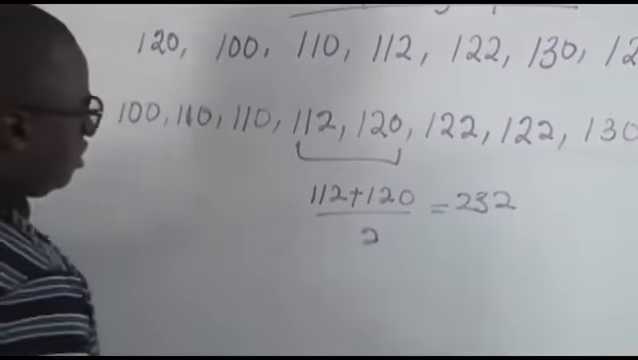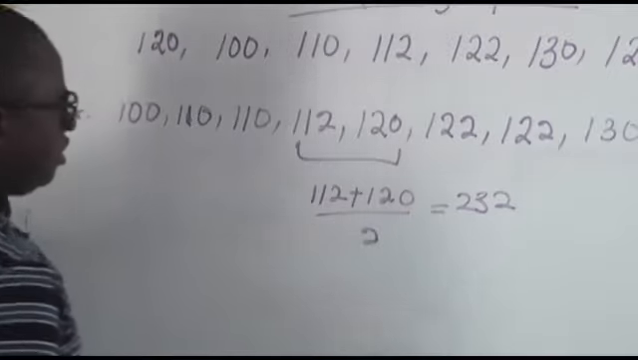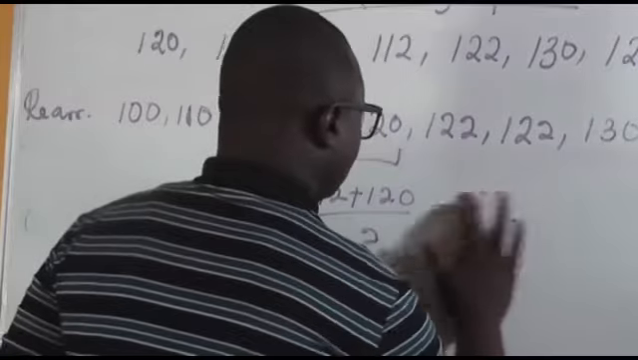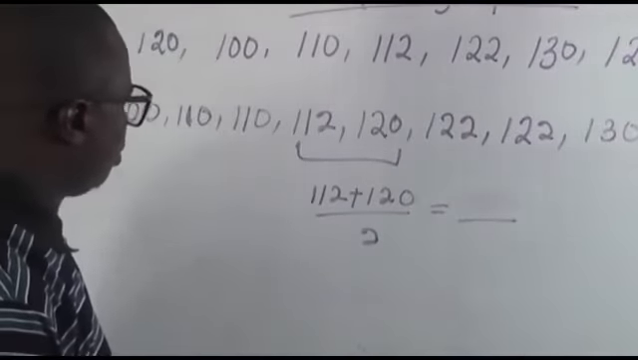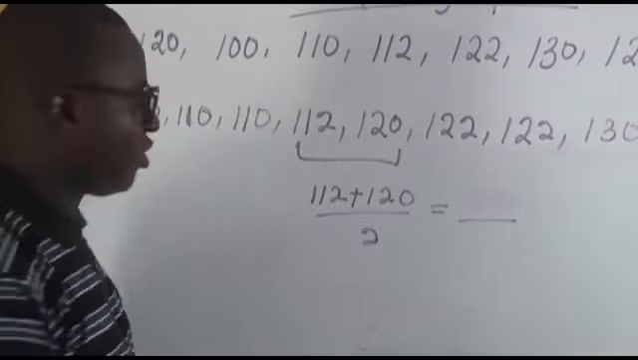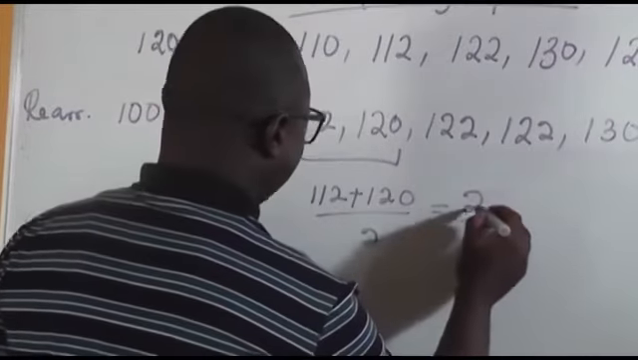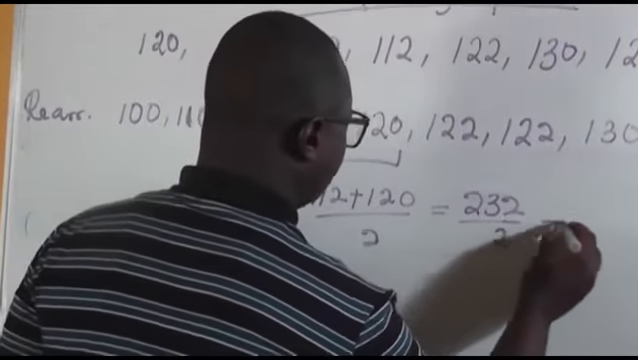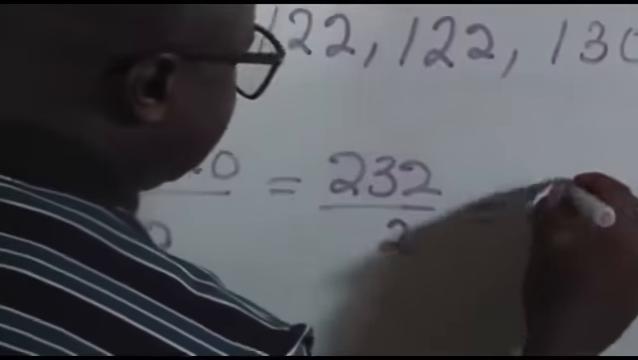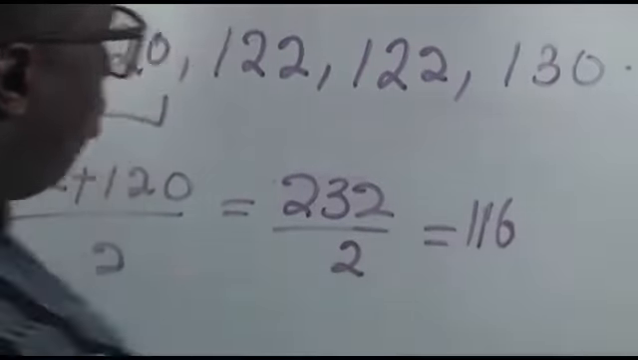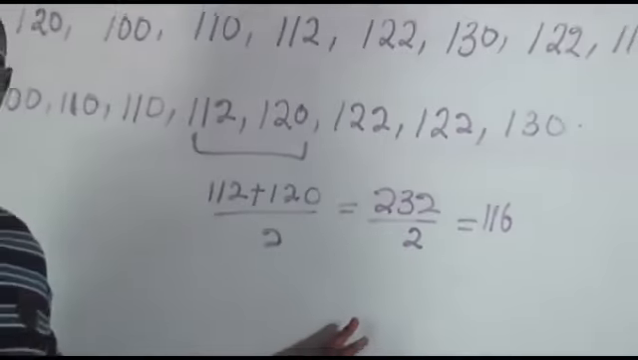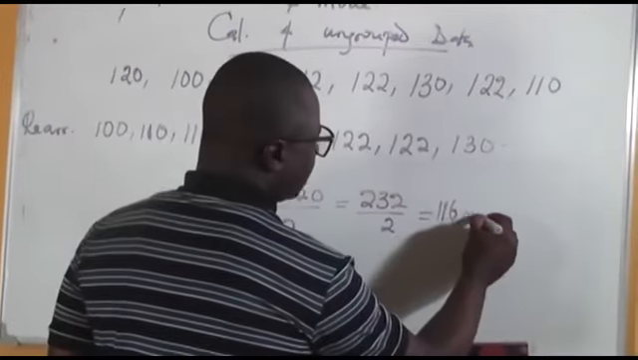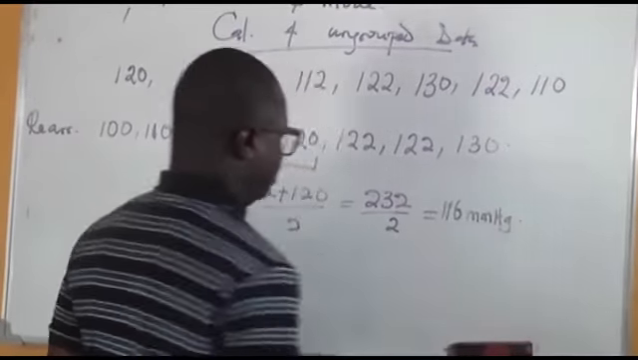112 plus 120 is 232. Divided by 2, it will be 116. Now, 116 is the median in this context. Remember, we are dealing with systolic blood pressure, so we'll put our unit as mmHg.